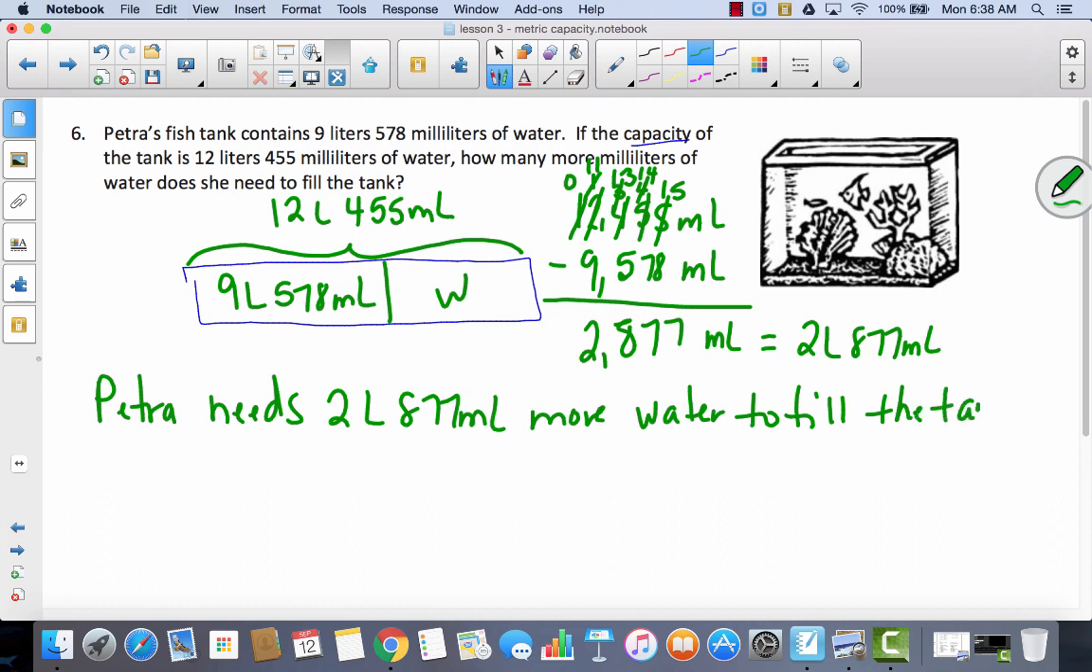So today we worked on converting, adding, and subtracting liters and milliliters, which is called metric capacity. Capacity is when you're talking about liquid measurements.